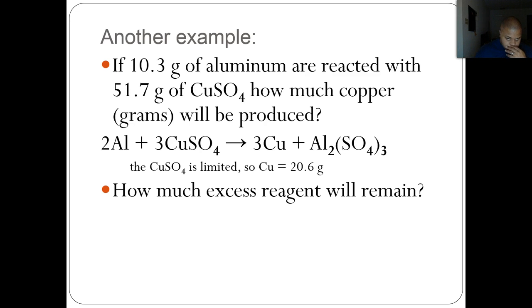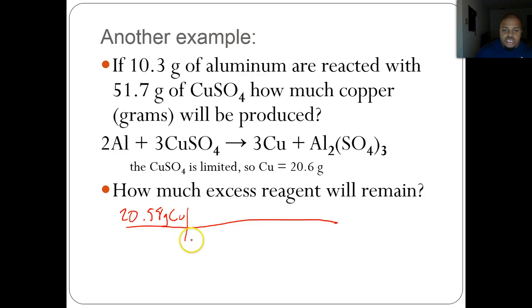But since I already know that my copper sulfate is the one that's limited, that means I need to do another table to figure out how much of my excess was actually used. Well, I know that I've already made 20.58 or 20.6 grams of copper. I need to compare that to my excess. Well, if copper sulfate was my limiting, that means aluminum was my excess.